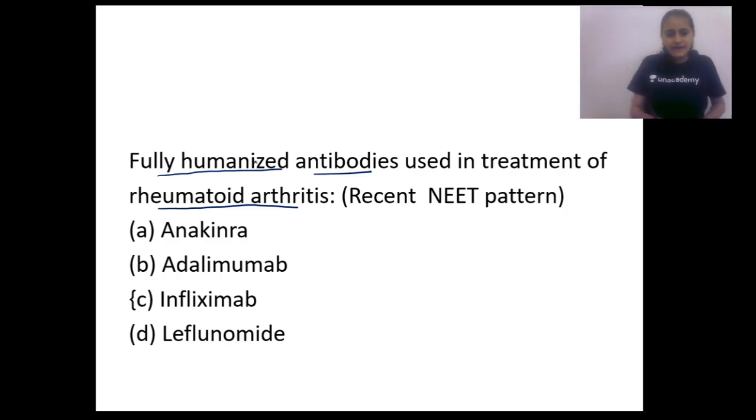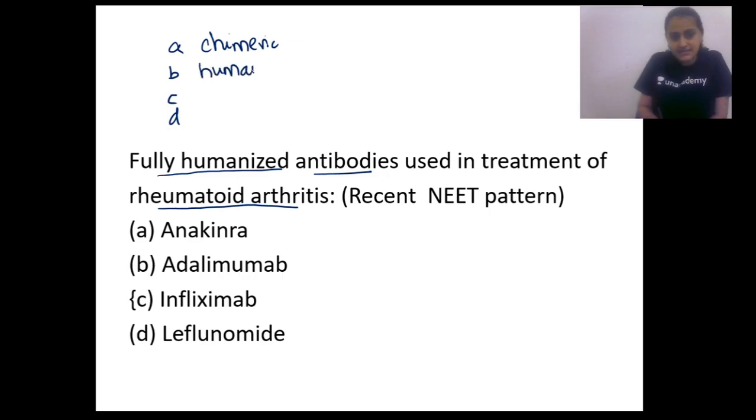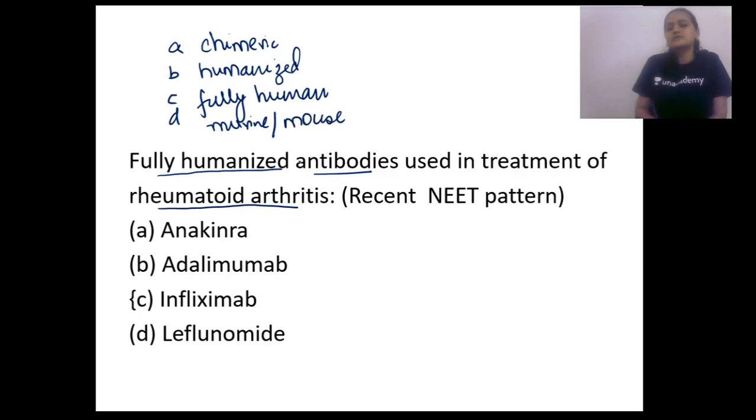So when you have monoclonal antibodies, there can be 4 groups. Either it could be a chimeric antibody, a humanized antibody, a fully human antibody, or a murine or a mouse antibody. So in the name of the antibody itself, you have clues to identify what group it belongs to.